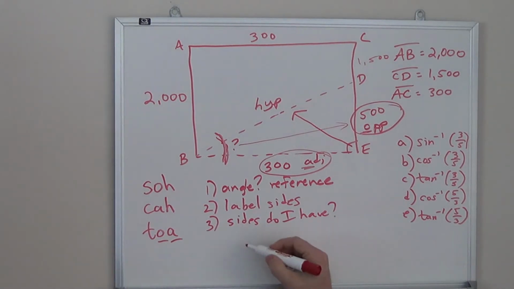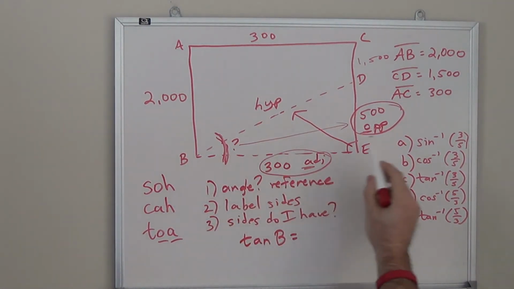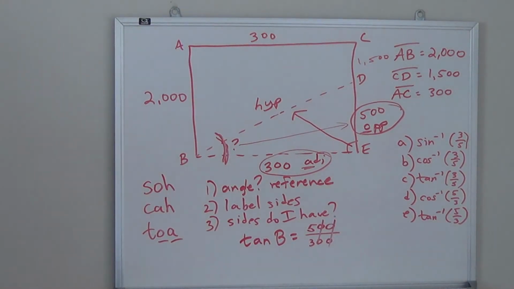So just remember, it's always tangent of the angle, which in this case we don't know what the angle is. So we'll just call it B. And that's equal to the opposite side, which is 500, divided by the adjacent side, which is 300. And you can probably see you could take the zeros and just cancel them out. So we get a 5/3.